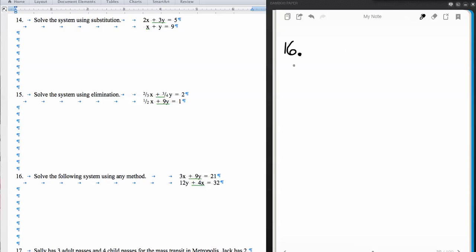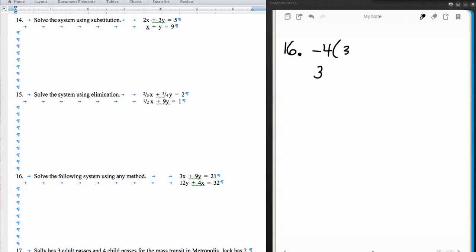Okay, problem number 16, we can solve this one any method we want. It looks to me like it's all set up for elimination, so elimination is what I'm going to use. I'm going to get rid of those x's. First of all, what you need to see is that this x and this x need to go together. So I'm going to multiply the top equation by -4, and I'm going to multiply the bottom equation by +3.